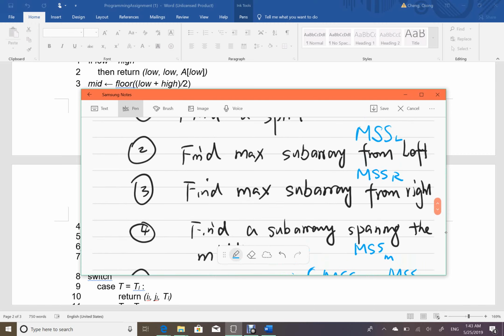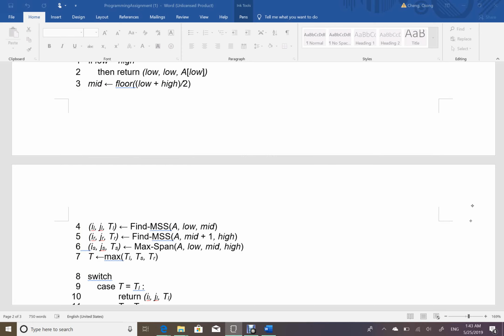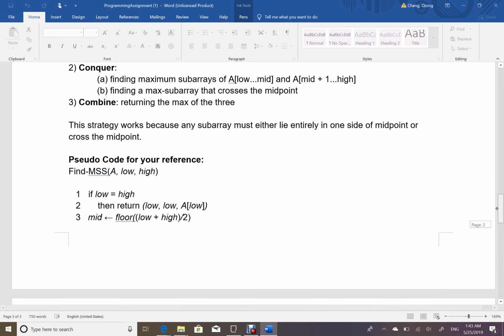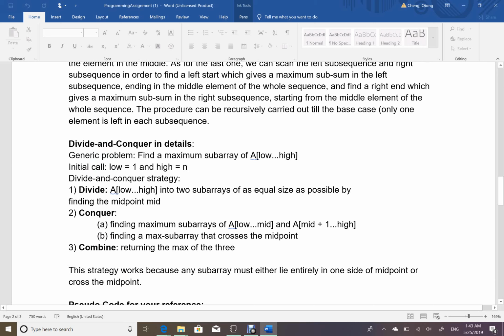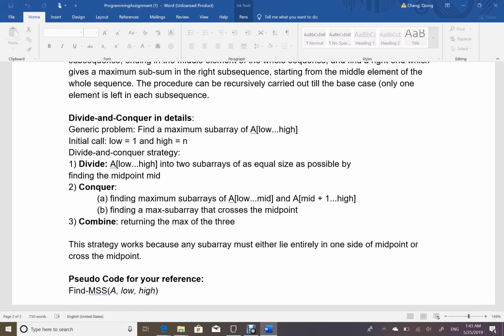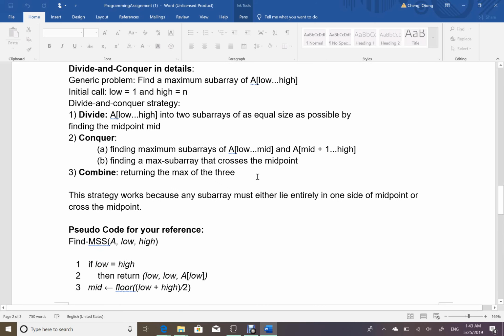So this algorithm includes these 5 steps. And for find a splitter, we can use the middle point so that we can get 2 subarrays of as equal size as possible, right? And then that will be easy. And use the same procedure for the left side and right side. That's recursive invocation, and find the maximum subarray that crosses the middle point. And that is what we would like to emphasize.